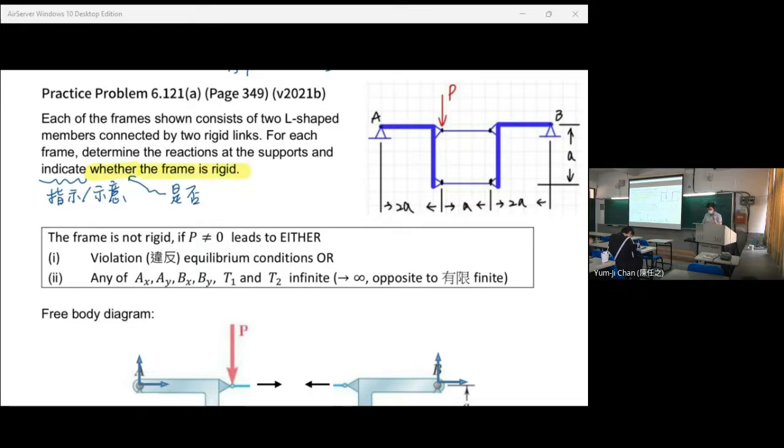I will talk about this part. So your answer, if there is an exam question, say whether it is something, your answer should be a yes or no. Okay. In your answer, there should be somewhere that you write it's a rigid body or it is not a rigid body. So how do we show that a frame is a rigid body or it is not a rigid body?